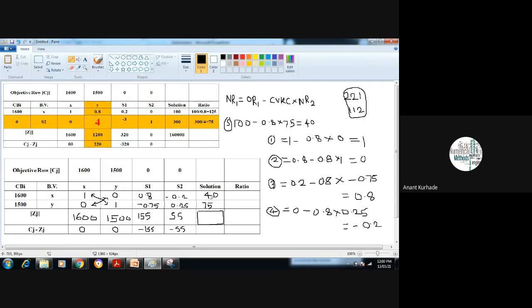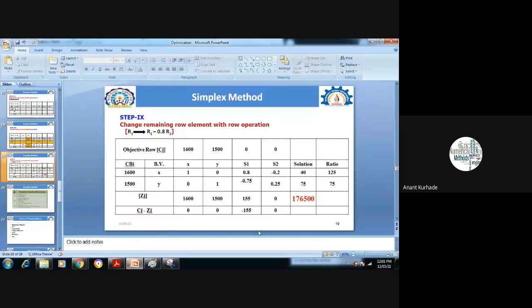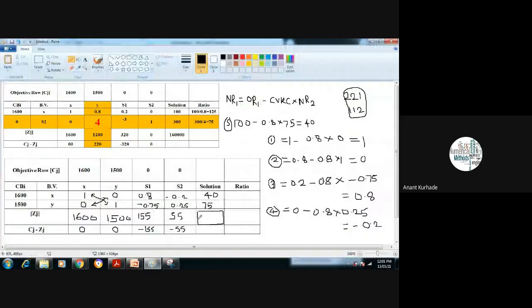1600 into 40 plus 1500 into 75. It should be your final answer. I think that answer is 176500. Is it correct? Tell me. Yes, sir. Okay, so this is correct.